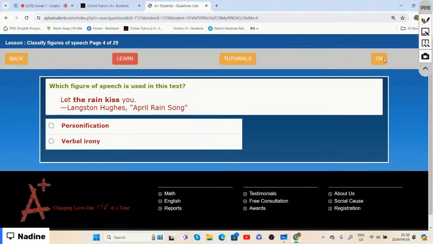All right, now it says, let the rain kiss you. So let the rain kiss you. Is that a personification or is that a verbal irony?